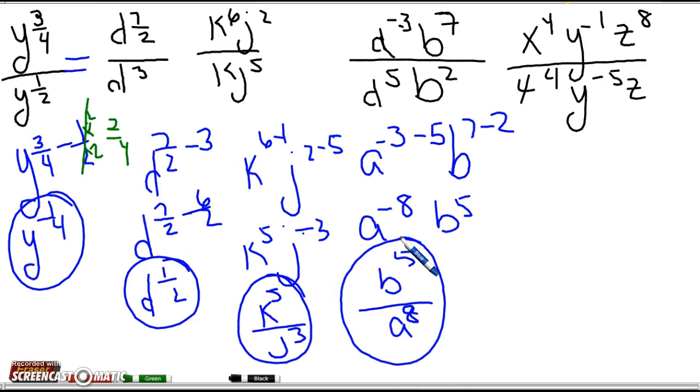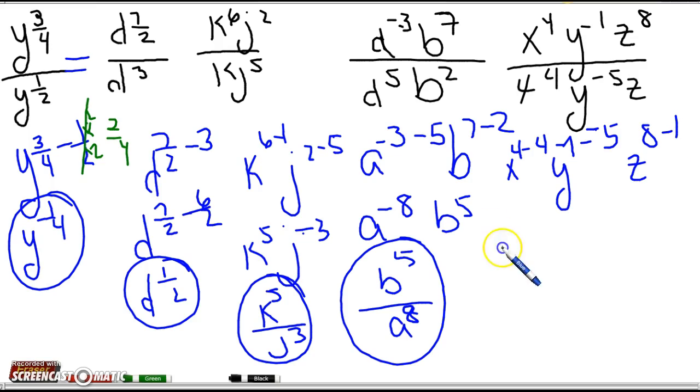Okay? And then the last one, I have x to the 4 minus 4, y to the negative 1 minus a negative 5, and z to the 8 minus, there's an invisible 1. Well, when I have x to the 4 minus 4, I get x to the 0. And then I get y to the negative 1 minus the negative 5, which is negative 1 plus 5, which is 4. And I get z to the 7.